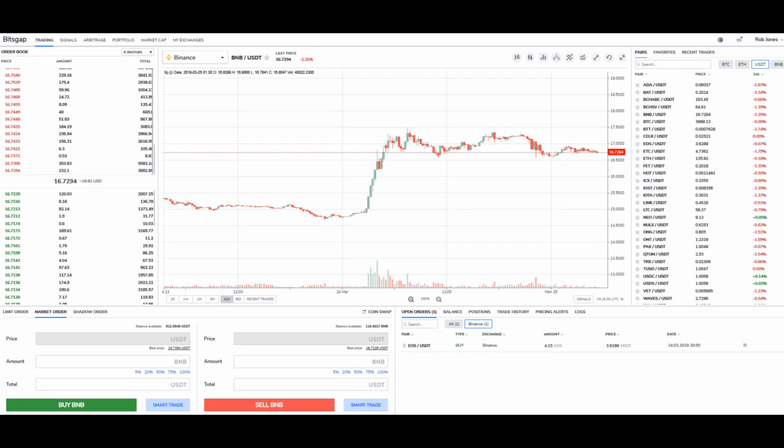Hey, Rob here, and I just wanted to show you guys a little bit about the Smart Trade screen that Bitsgap has updated and added to their platform. So let's take a look at that.